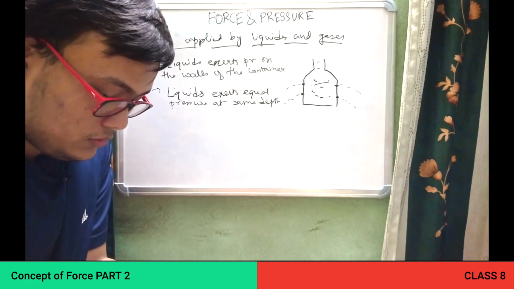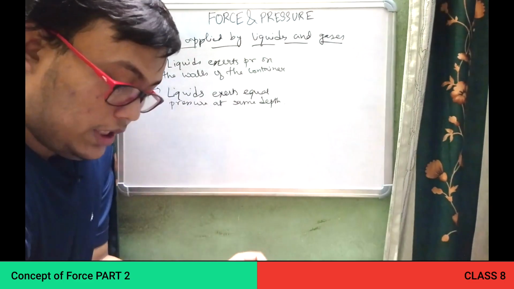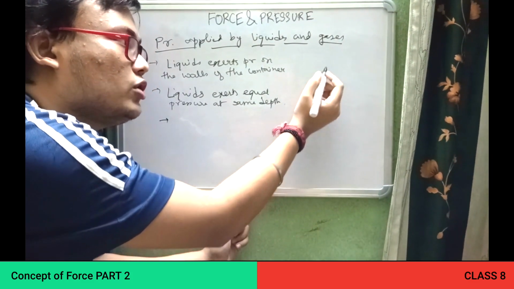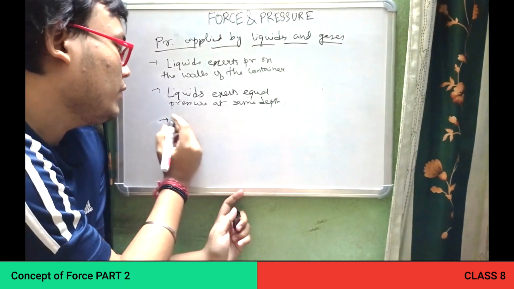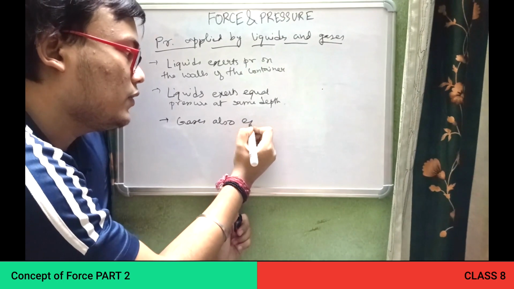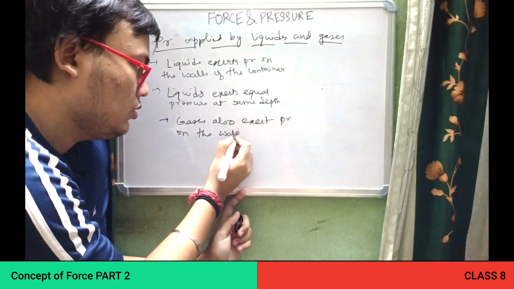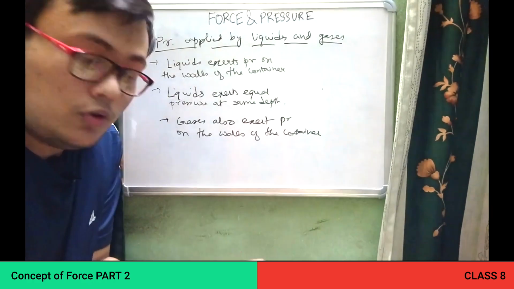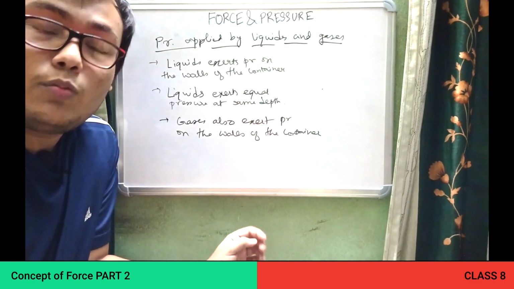Now in case of gases, if we inflate a balloon, we are actually pumping air into a balloon. A point will come when the balloon will burst open. So we can say that gases also exert pressure on the walls of the container. One more example is that if we pump air into a football and keep on pumping, a time will come when the bladder of the football will burst open.